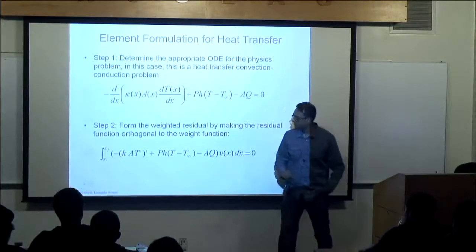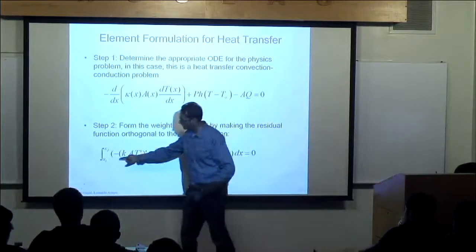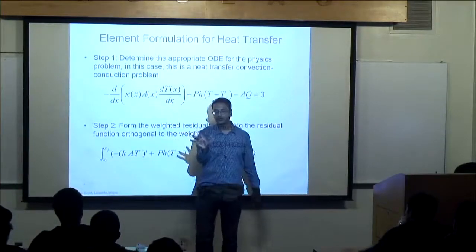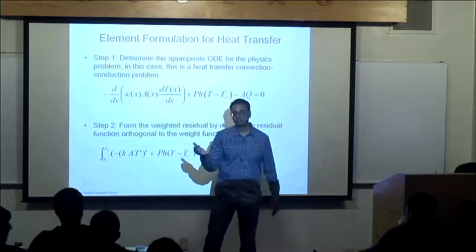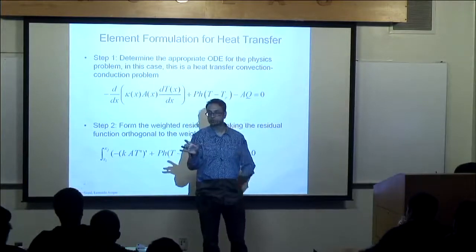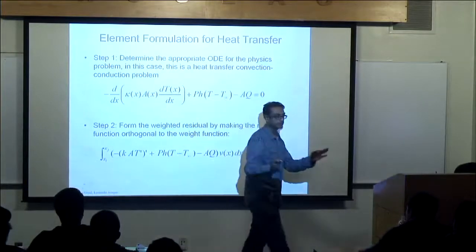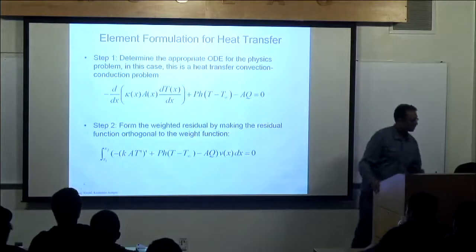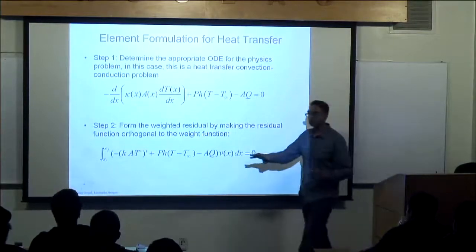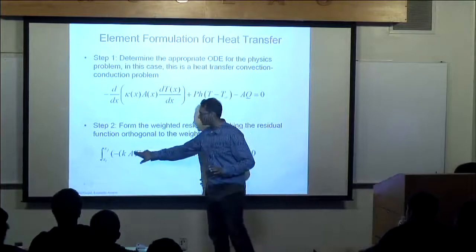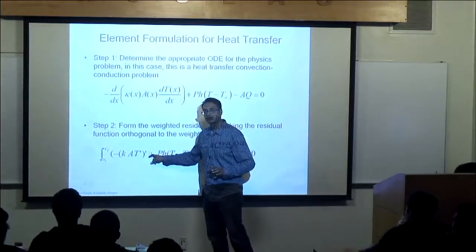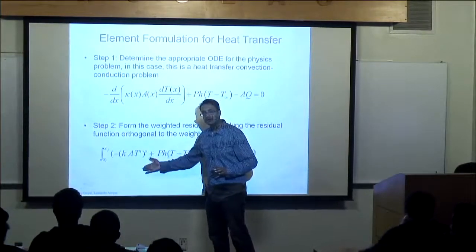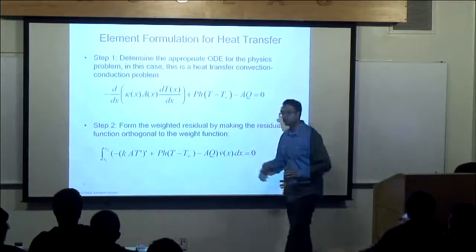Very similar steps. Now I'm integrating from xi to xj because I want to look at an arbitrary domain, and maybe xi and xj here represent the nodes, I and j. What I will do now is weaken the continuity requirements here. I have two derivatives, and I would like to share half of that with the weight function here.